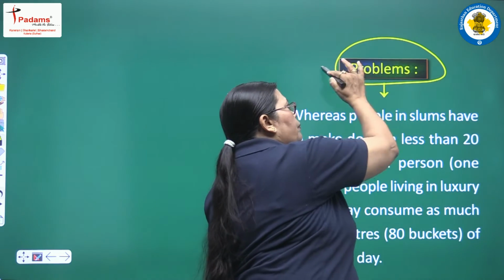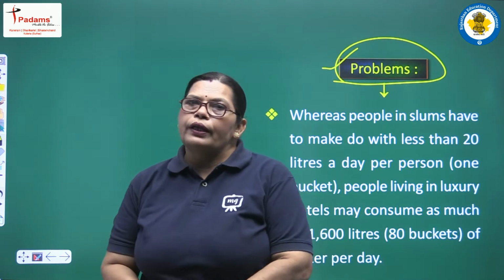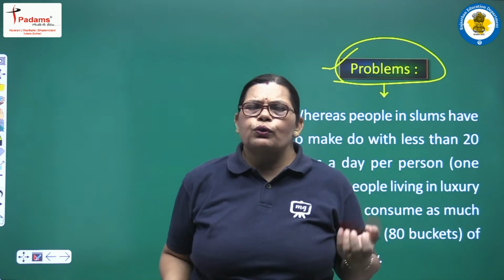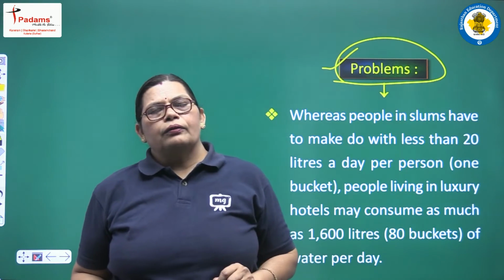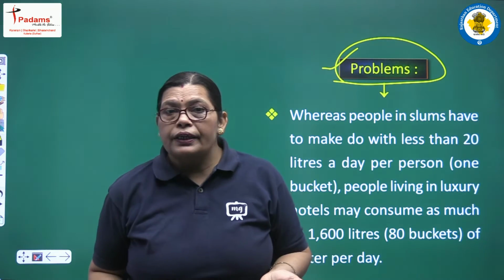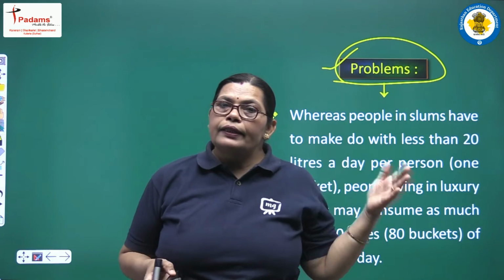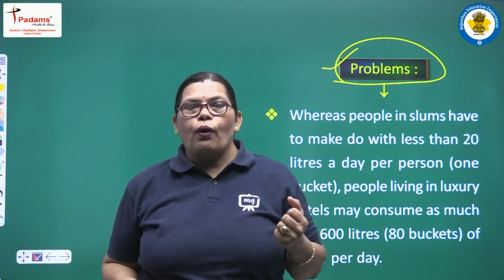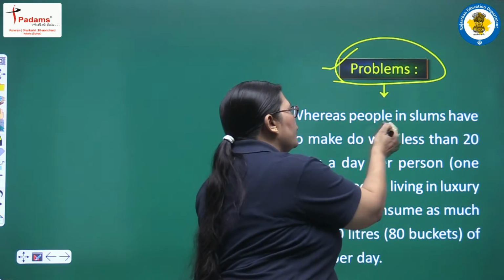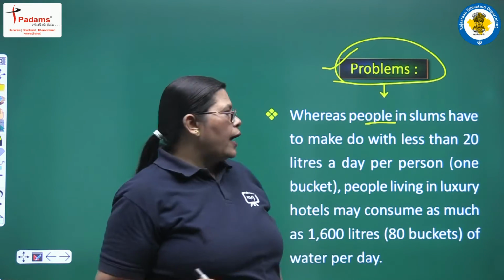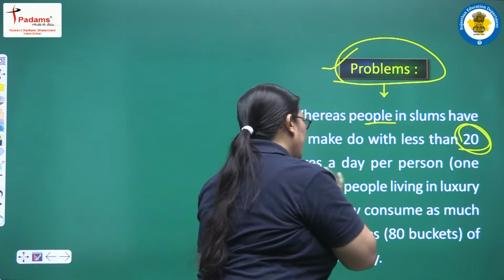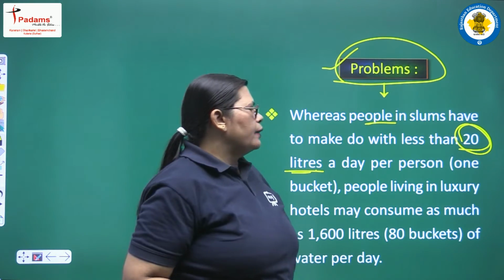But what's the problem? Is this going on in a smooth way? No, this one is not going on in a smooth way. Many crises are there, and when we are considering the crisis, again the situation on our part is to handle it here, because many problems are there that we are considering here. Whereas people in slums have to make do with less than 20 liters a day per person.